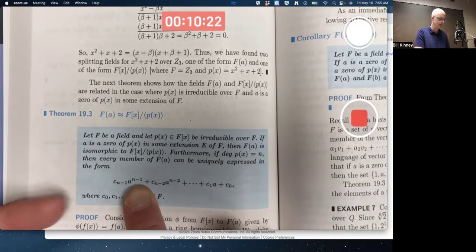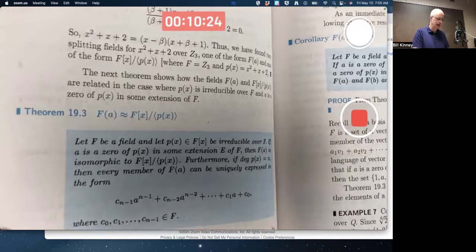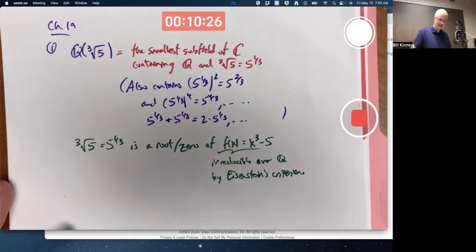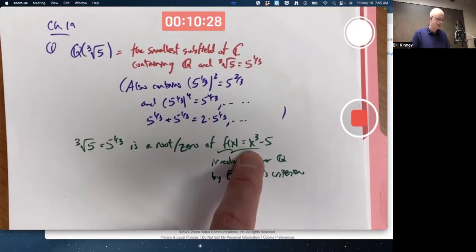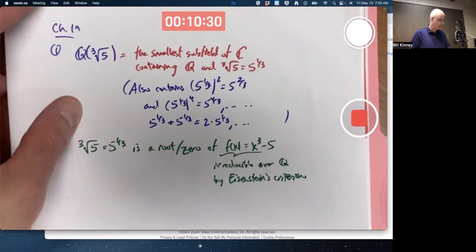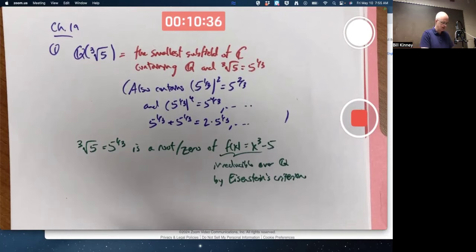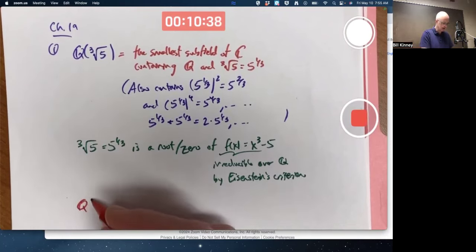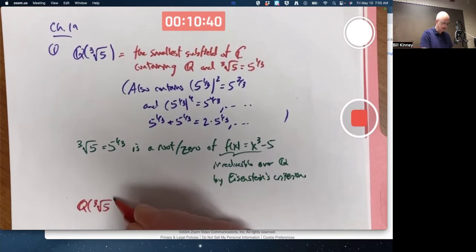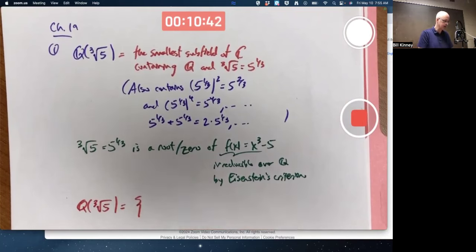Our polynomial here has degree n equals 3. Therefore, we go through the n minus 1, 3 minus 1, or second power. Q adjoin the cube root of 5 could be thought of as the set of all linear combinations.